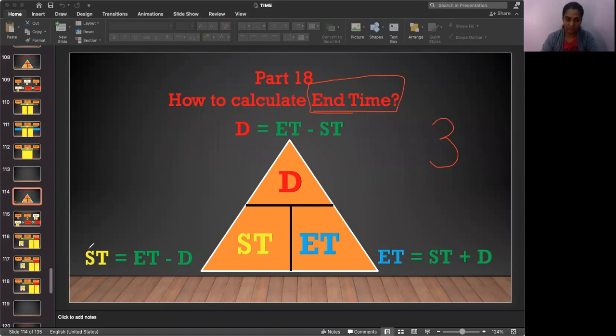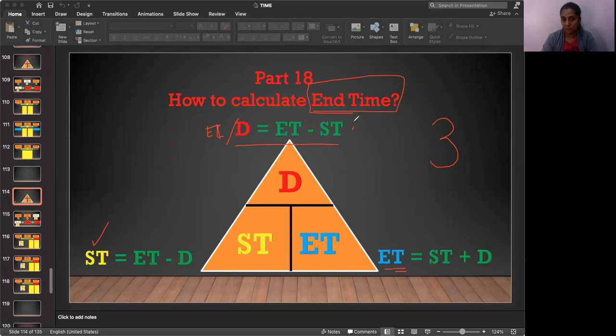Now, the first information is the start time of an event. The second information is usually the duration, or we call it the elapsed time, how long that event happened, the elapsed time of an event. And the third information is the end time. Now, with these three pieces of information, usually one of them would be what you need to find.